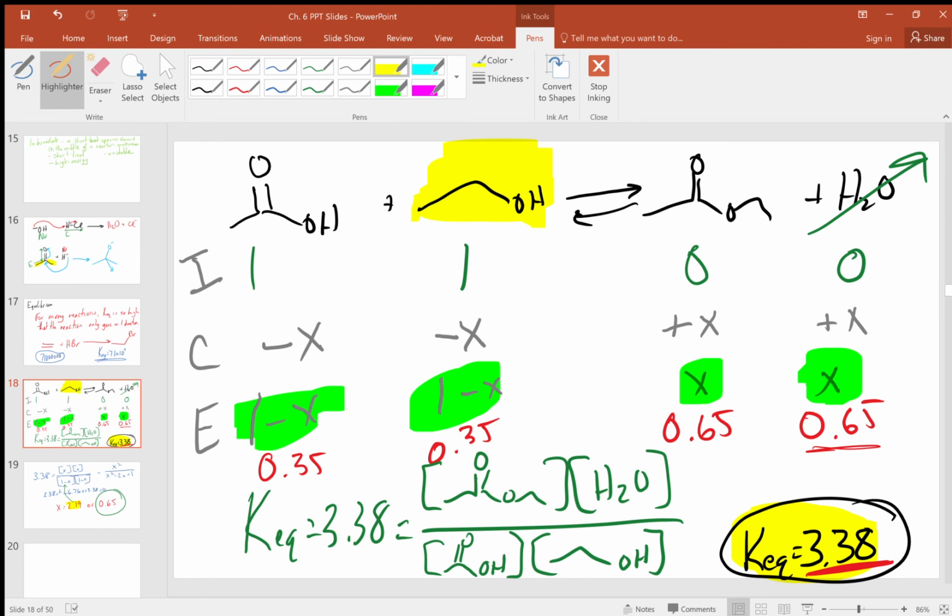So that's the end of this chapter, which is our introduction to mechanisms. And from here, we will start into alkenes.